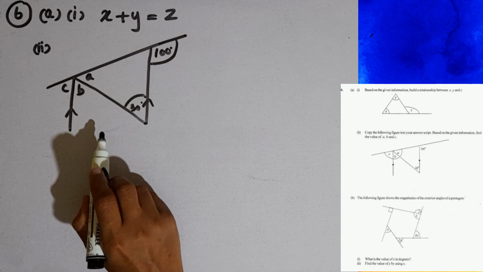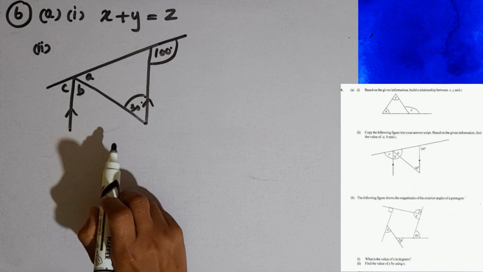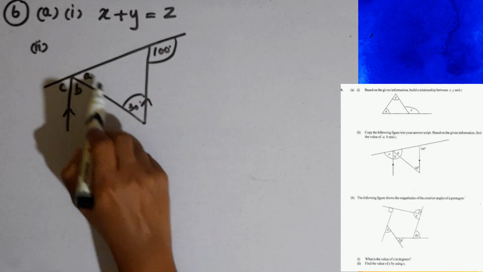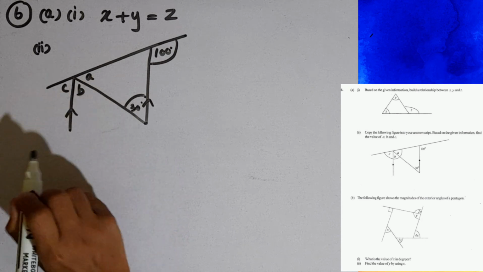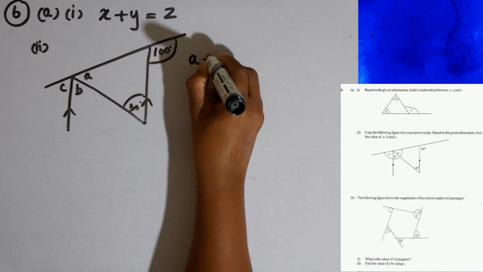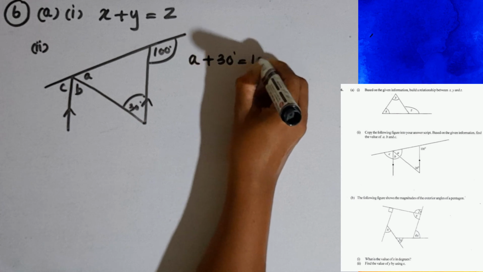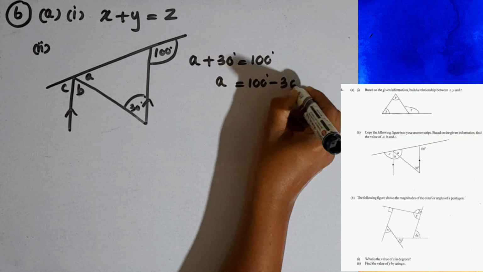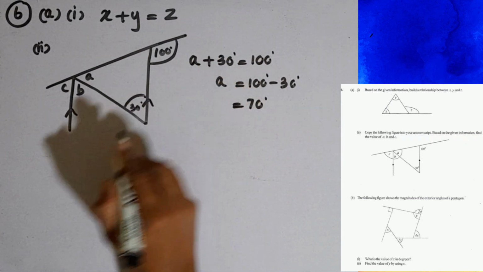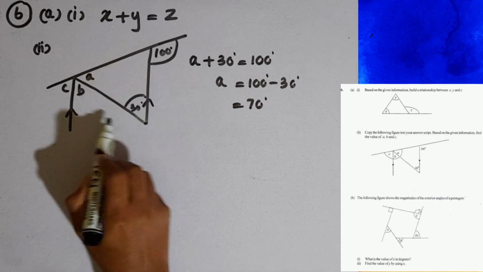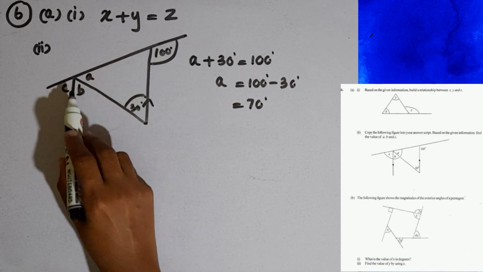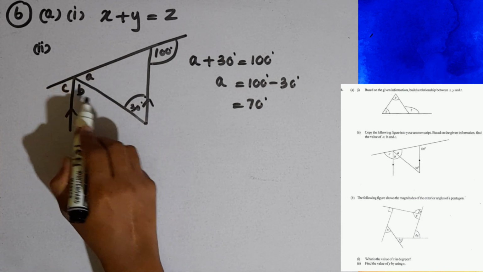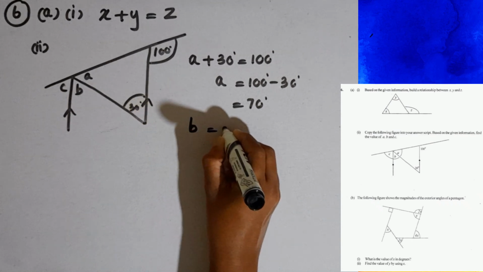How to find now? We can find the value of A first. In this triangle, this is the exterior angle. These two are interior opposite angles. So I can write A plus 30 equal to 100 degrees. A equals 100 minus 30, that is 70. As these two lines are parallel, B and 30 degrees are equal as they are alternate angles. Alternate angles are equal, so B equals 30 degrees.